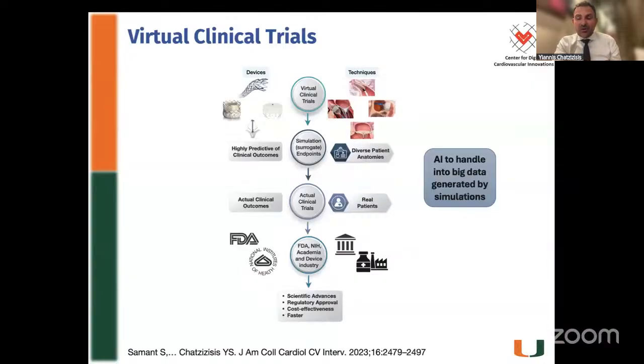Also, it can play an important role in regulatory approval of devices. We have different techniques or different devices. We can have the so-called in silico virtual clinical trials, where we use heterogeneous, very diverse patient data, not actual patients, and extract simulation outcomes, endpoints, which are highly predictive of actual clinical outcomes. For example, stent expansion is very highly predictive of stent thrombosis. And this approach can guide us towards very focused, very informed actual trials with real patients, real outcomes, to inform academia, NIH, industry, and so on.